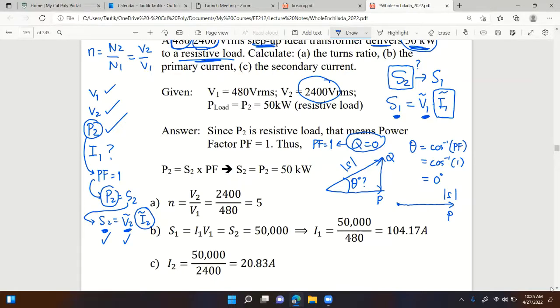If I know S2, that means I know S1, right? Because S1 is equal to S2. One of the properties of an ideal transformer is that the apparent power of the primary side is equal to the apparent power of the secondary side. So once you know S2 from 50 kilowatts, then that same number is equal to S1. And once you know S1, then you know that S1 is equal to V1 RMS times I1 RMS, right?